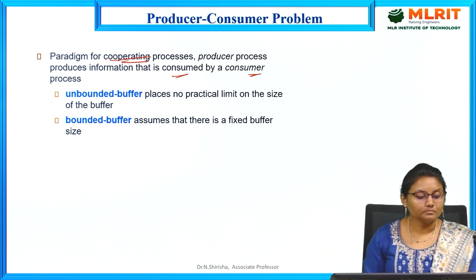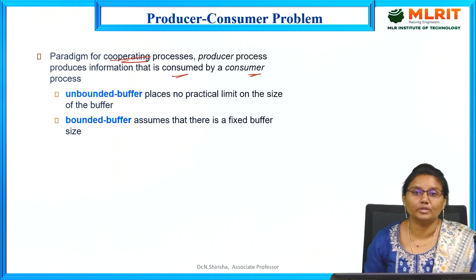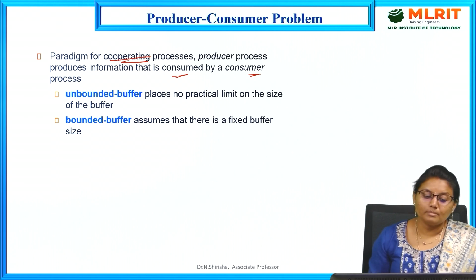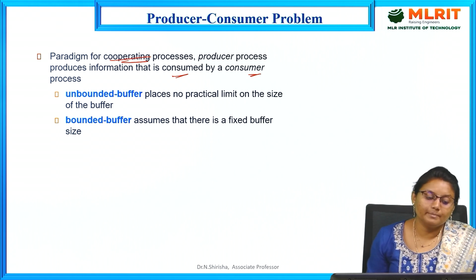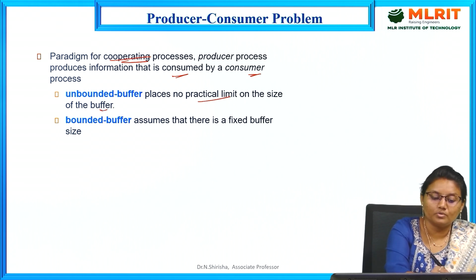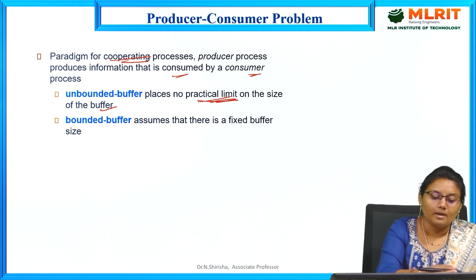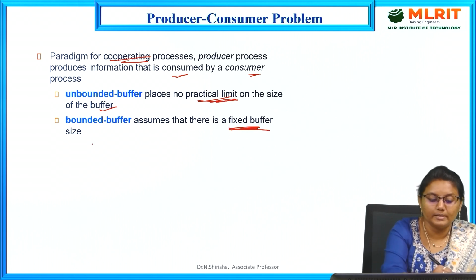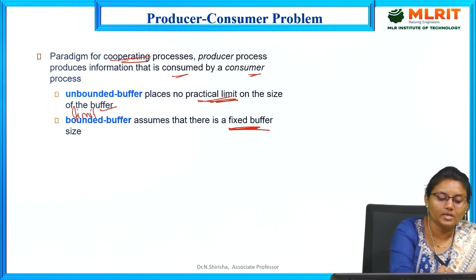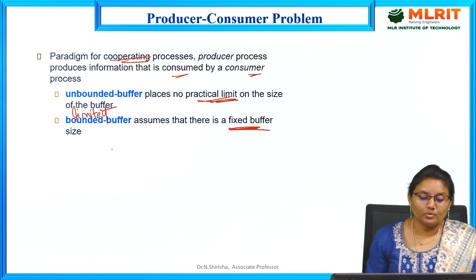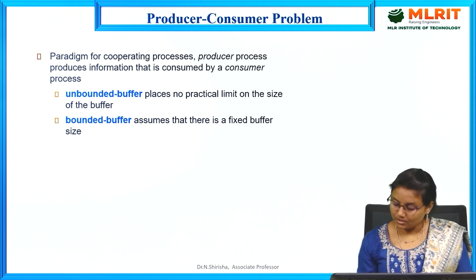Okay. Unbounded buffer and bounded buffer. What is the difference? Unbounded places no practical limit on the size of the buffer. Unbounded means no practical limit. Bounded means there is a fixed buffer size. Bounded means limited. Okay, there is a bounded buffer. So, we'll see what the consumer problem is.